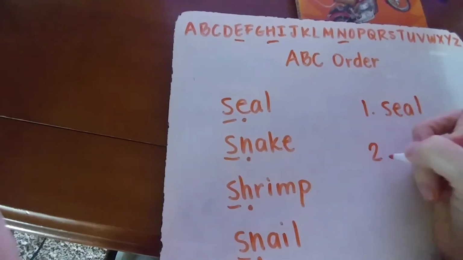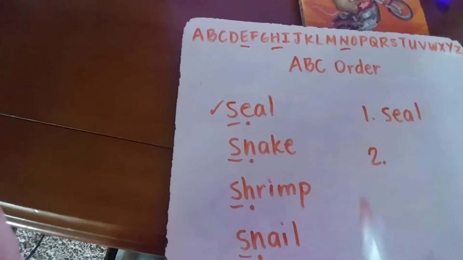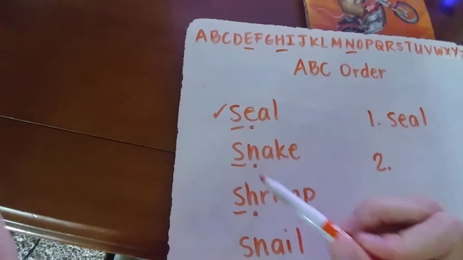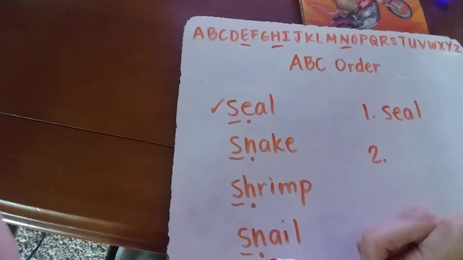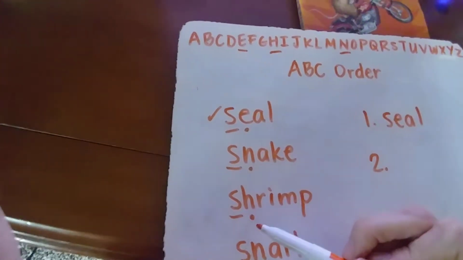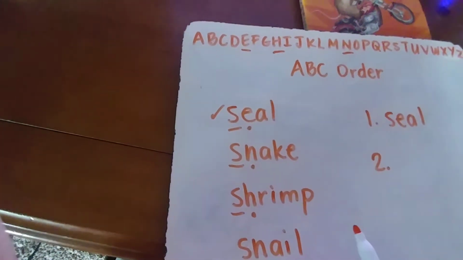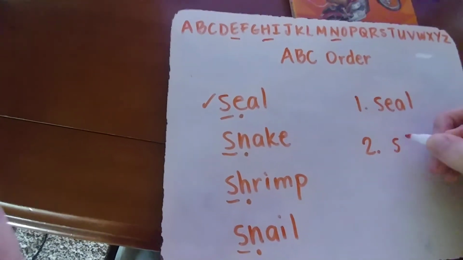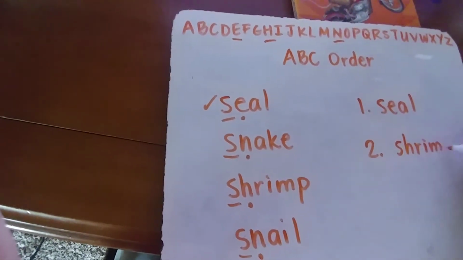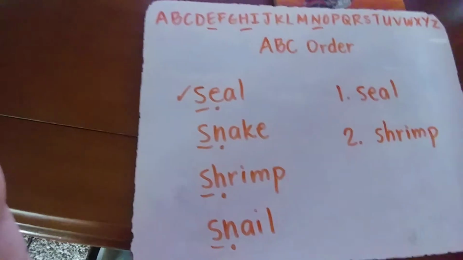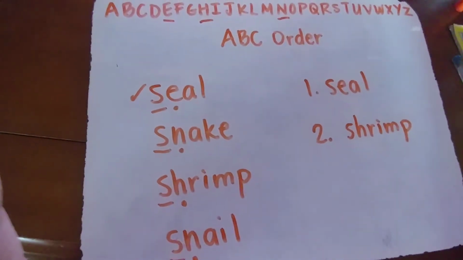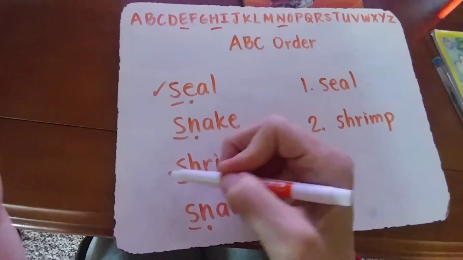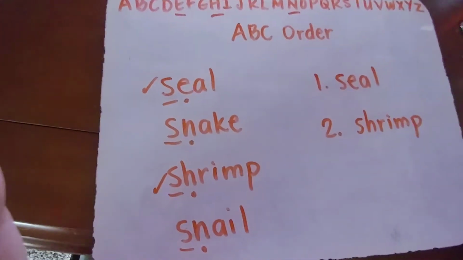Okay, now number 2, so I'm done with that. It's either SN, as in snake or snail, or SH. Well, H comes before N in the alphabet, so that means that shrimp, don't forget to blend your sounds if you don't know the word, shrimp is going to come before snake or snail. Now here's where it gets even trickier.